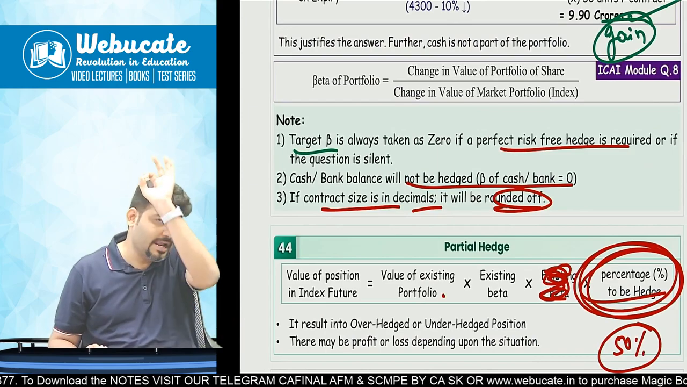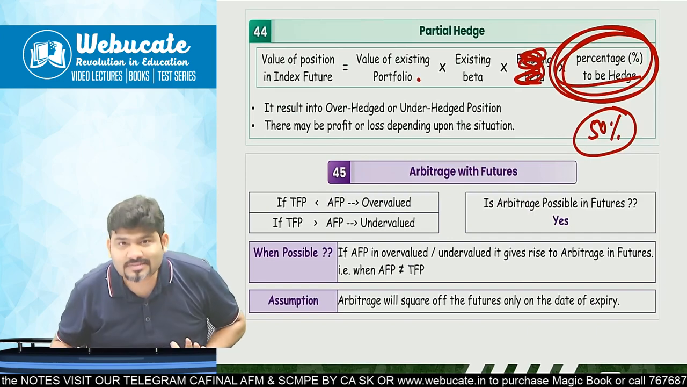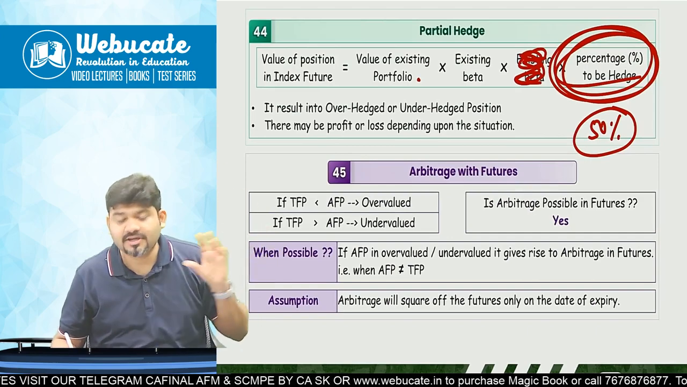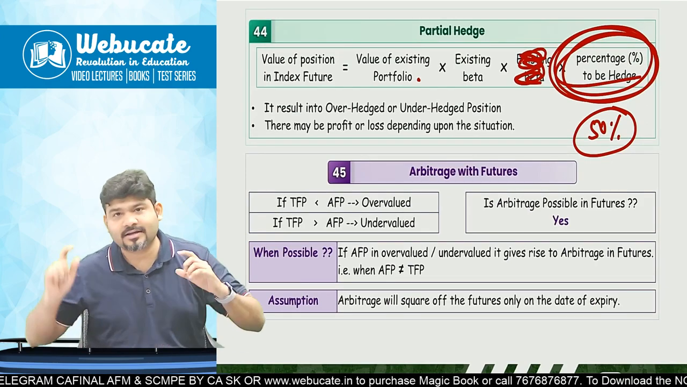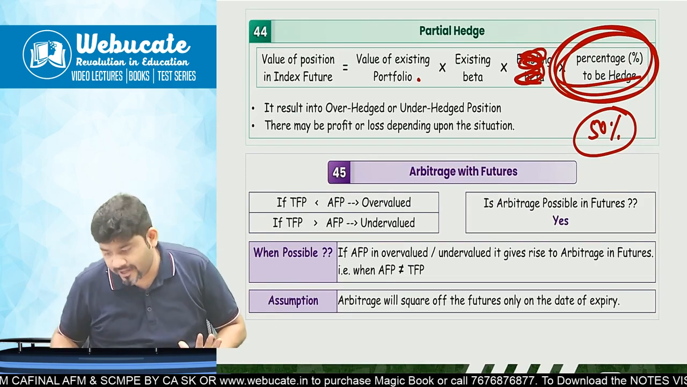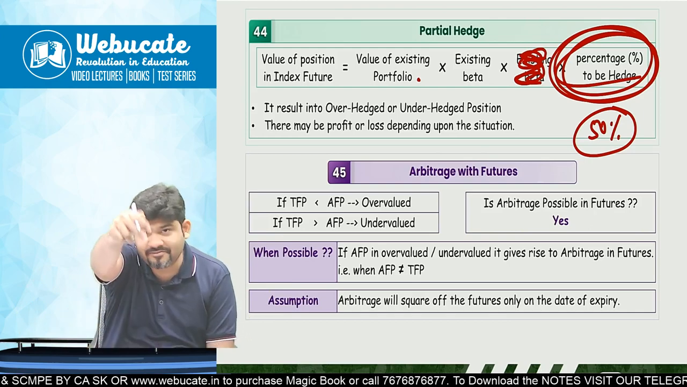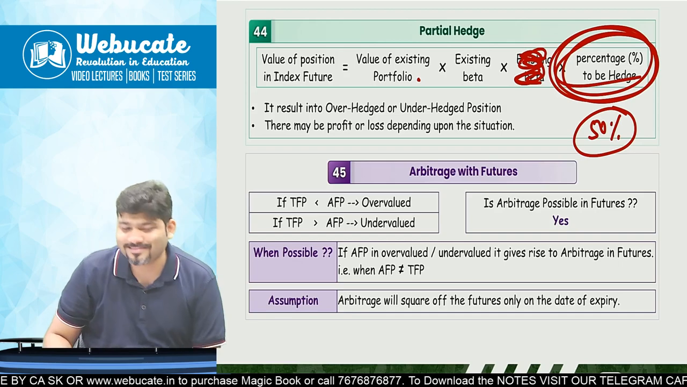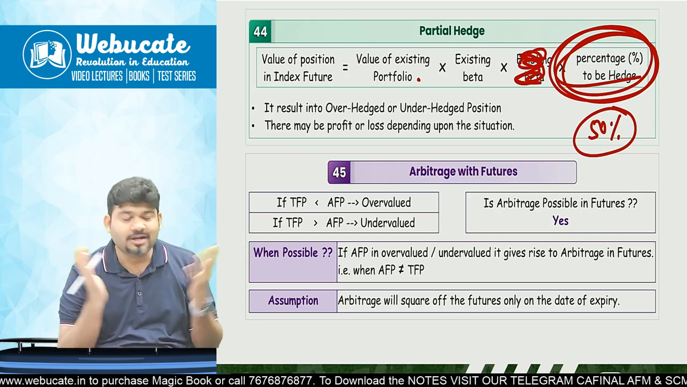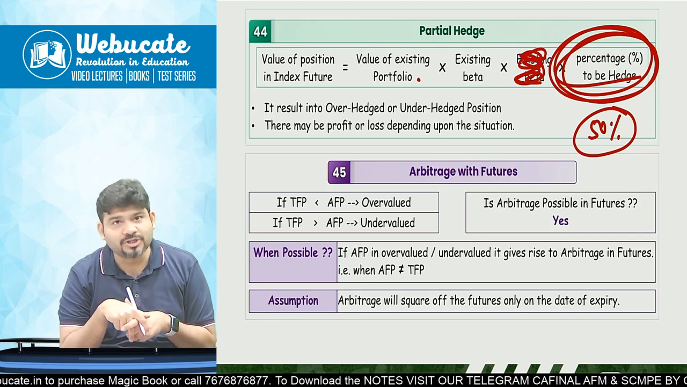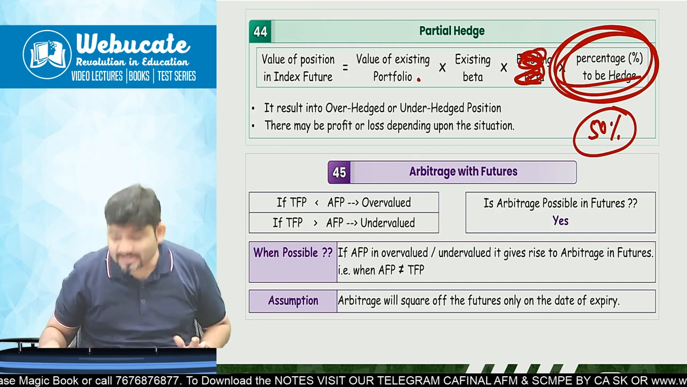And now the last concept is left, and that is arbitrage with futures. Let's start with arbitrage with futures. Are you ready? Now, what is arbitrage? Can I say it is a game of risk-free profit? Now, when will the arbitrage arise? Are we clear with the hedging with futures part? Hedging with futures, margins, the theoretical future price, basics and future process, everything done. Now, the last thing, arbitrage with futures.